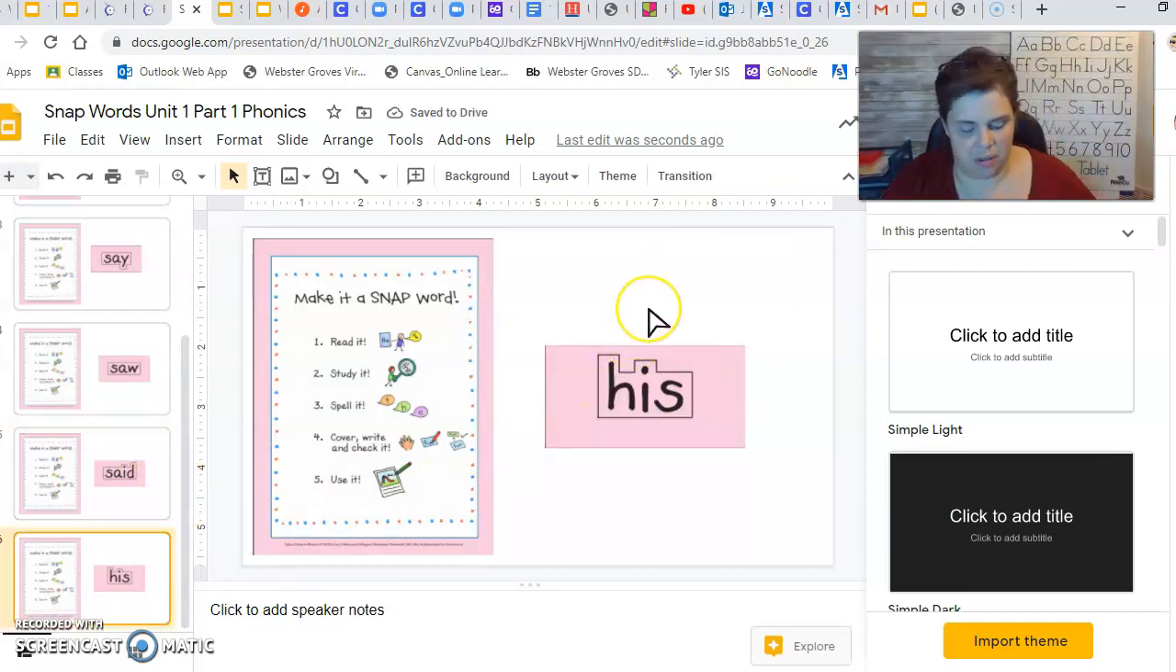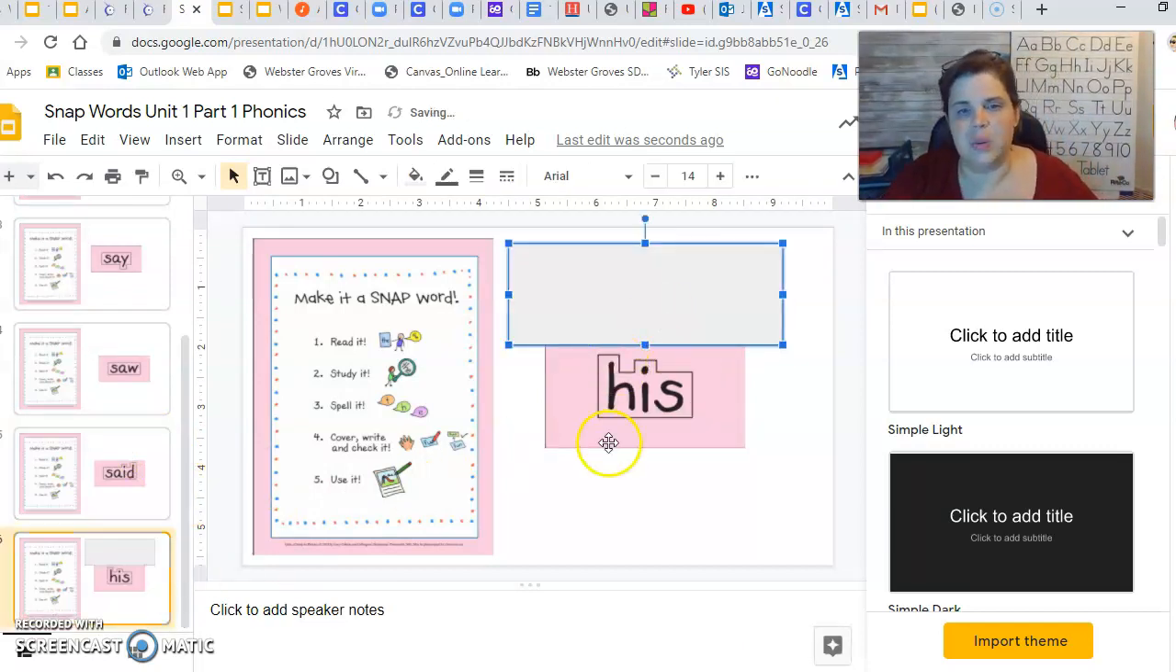One more new snap word. This is the word his. So let's read it together. His. Excellent. Let's study it. Take as long as you need. You can pause if you need to. So I see the word hi in this word, but it doesn't say hi. It's not hi's. It's his. I also see the word is in this word, and that really helps me to put the H at the beginning. His. Good. Let's spell it.